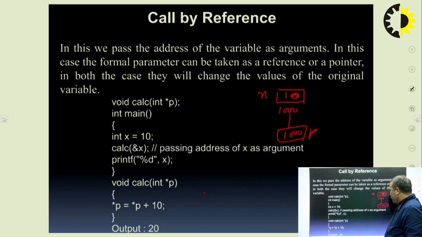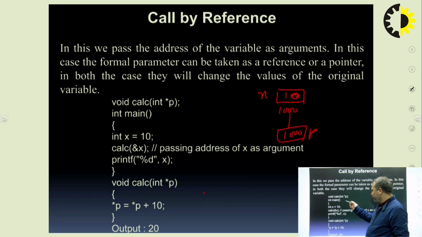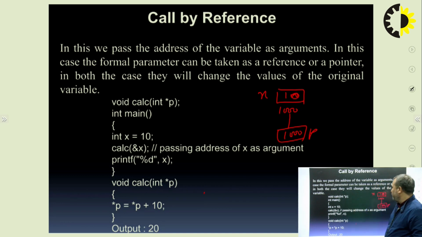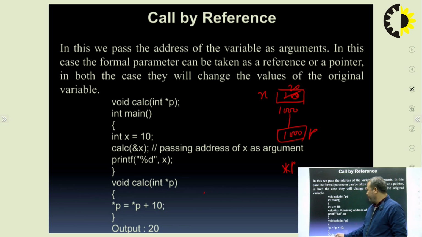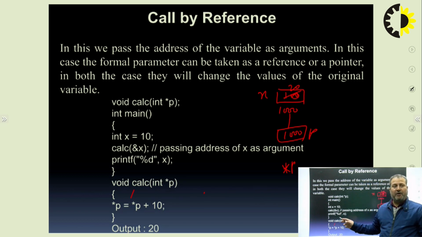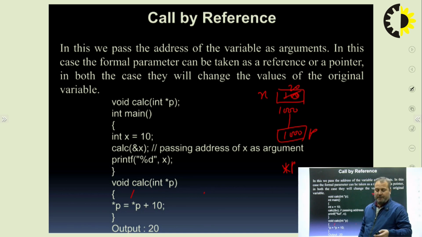What we require is to modify x by 10. Using the pointer, how can you access it? Asterisk p means the value at 1000, that is 10. The value at x, that is 10 plus 10, becomes 20. This will be overridden here, and x becomes 20. Once the definition gets executed, it will return to the place where it was called. So here we will print x, and that would be 20.